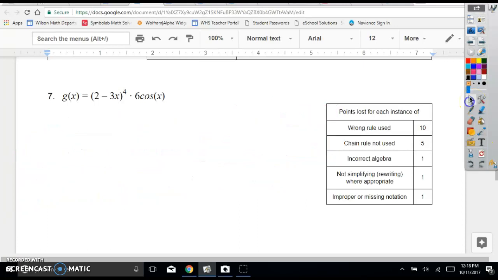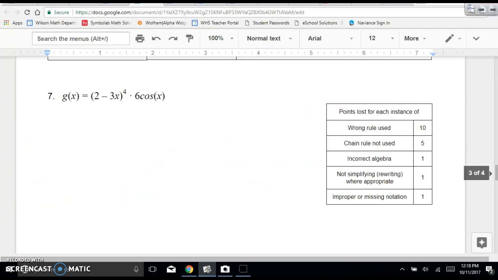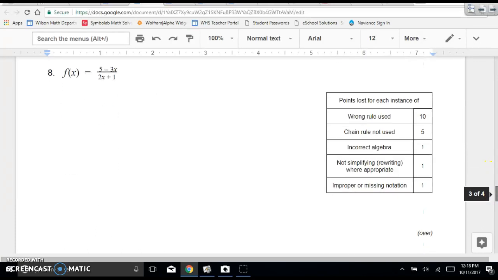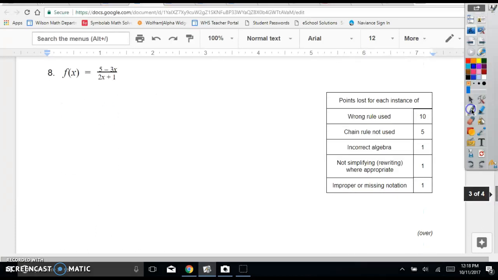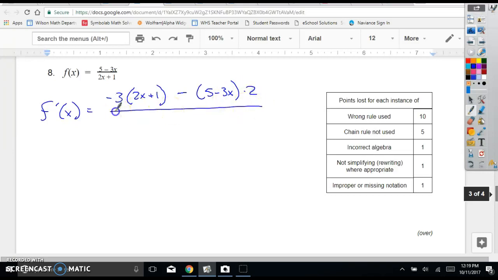Alright. And going down to 8. So that was product rule, and here comes quotient rule. Quotient rule, this is always a lot of fun. Let's start by doing the derivative of the top. So that's just -3 times (2x plus 1), minus, now I rewrite the top, (5 minus 3x), times the derivative of the denominator, which would be 2. And this is all over (2x plus 1) squared.